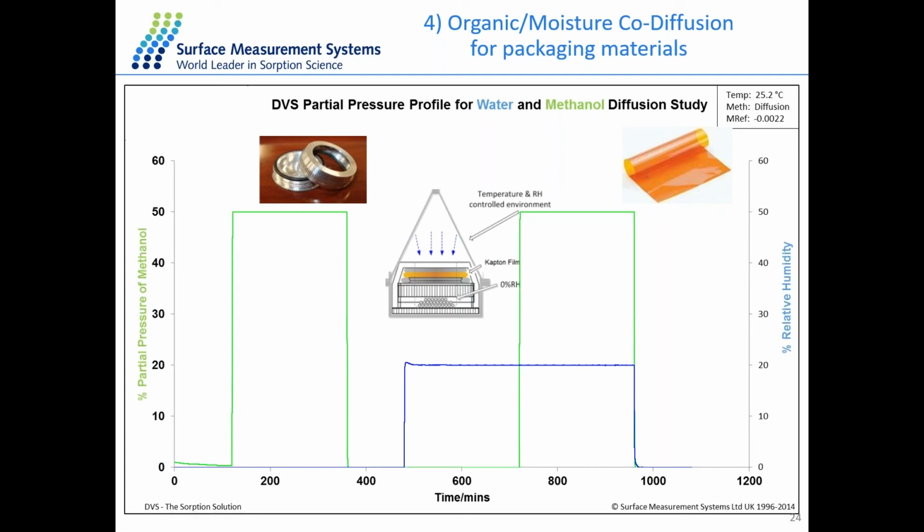And this methanol molecule can represent any kind of organic vapor or even a kind of flavor molecule escaping from the packaging material. So we can set up the experiment basically with 3 different stages. The first stage is the methanol only step, where we change the concentration of methanol to 50% partial pressure. The second stage is the water only stage, where we increase the water concentration to 20% humidity. And the last stage is where we introduce 2 different components at the same time. So 50% methanol in the presence of 20% water as the background.